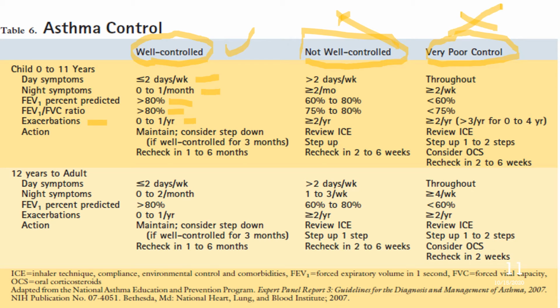And look at the symptoms. So you're not well controlled. That means you have daily symptoms greater than 2 times a week, at least 2 times a night. Your FEV1 goes down to 60 to 80%. Your FEV1 to FVC ratio is 75 to 80. And this is what happens. So this category right here, the top category in yellow, is for children 0 to 11 years old. And this one is for adults 12 to adulthood.